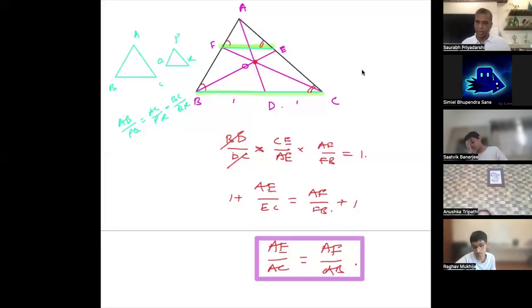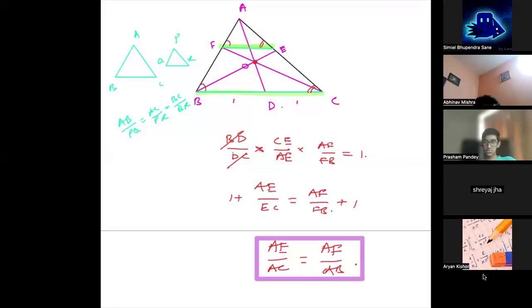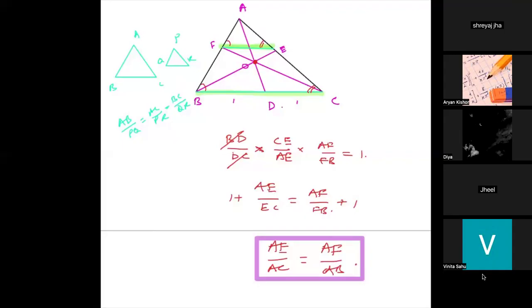Okay, everyone, are you getting this? Satwik, Simil, Amol, Raghav, Nusra. Yes, sir. Aryan, Raj, Prasam, Abhinav. Yes. Yes, sir. Okay.